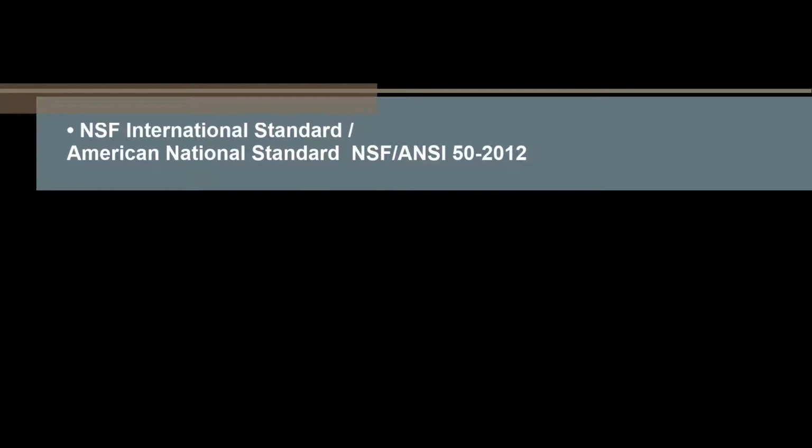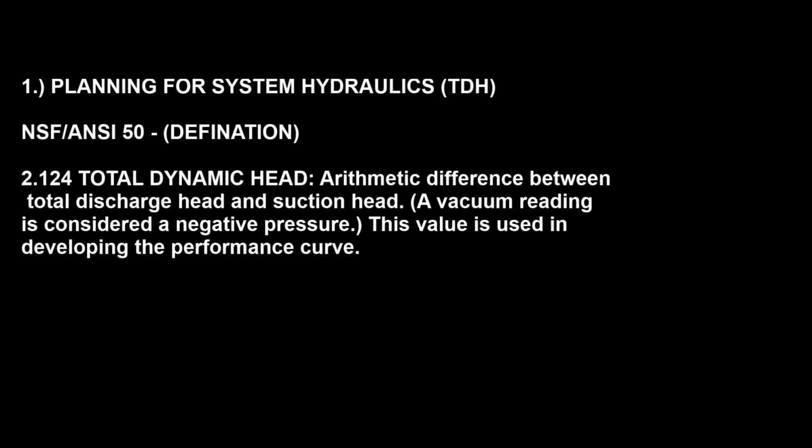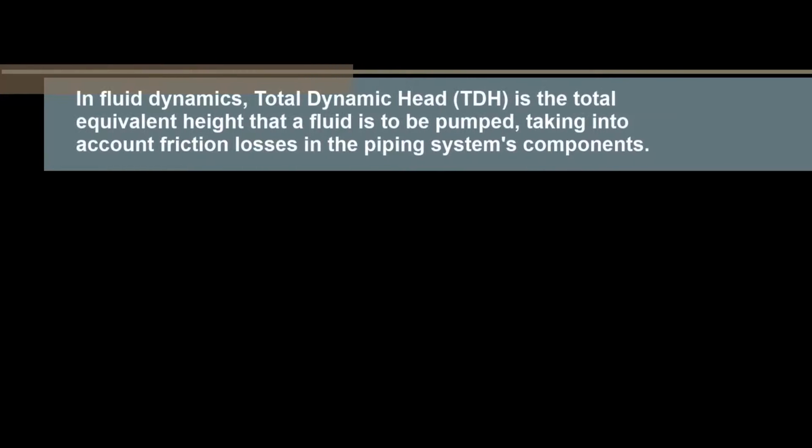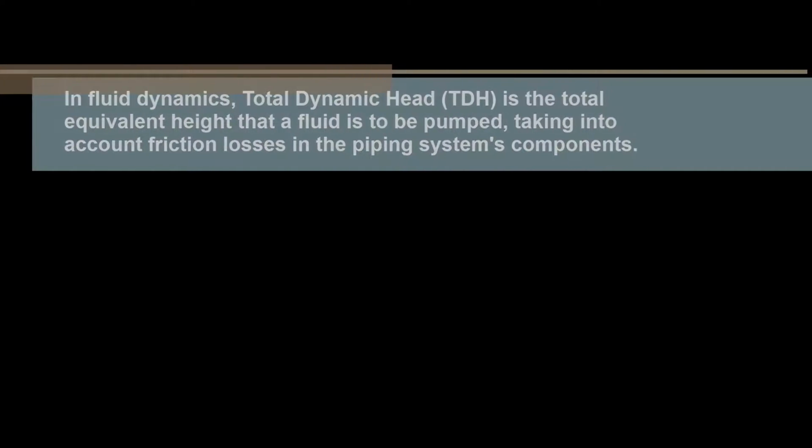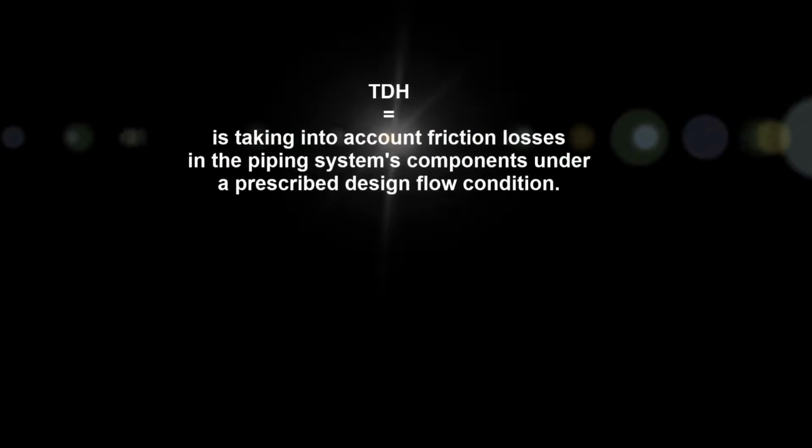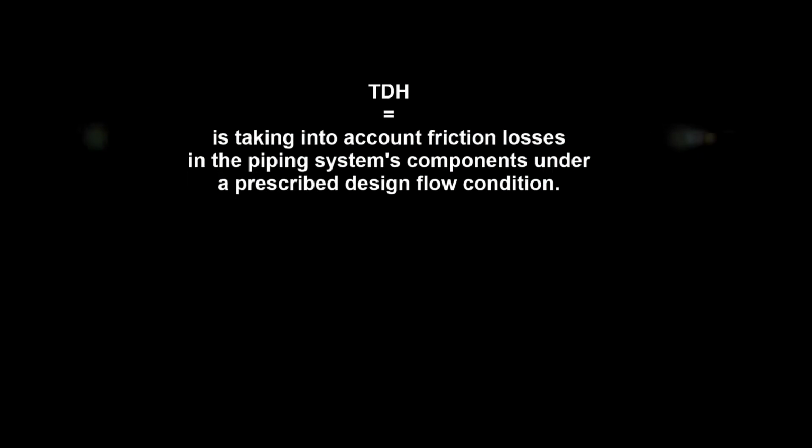NSF ANSI 50. Planning for system hydraulics and arriving at the design flow's TDH operational condition values, as it is defined by the code, shall involve analyzing the arithmetic difference between total discharge head and suction head. TDH is taking into account friction losses in the piping system's components under a prescribed design flow condition.